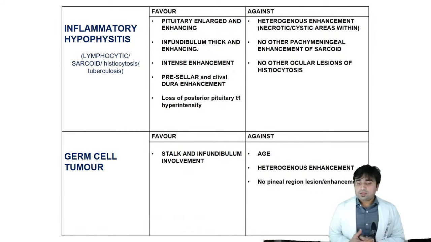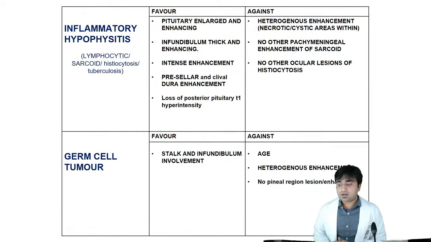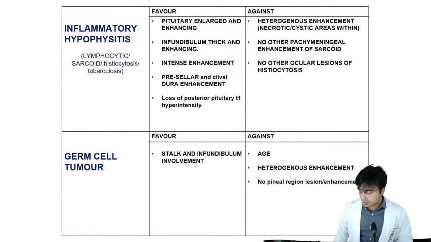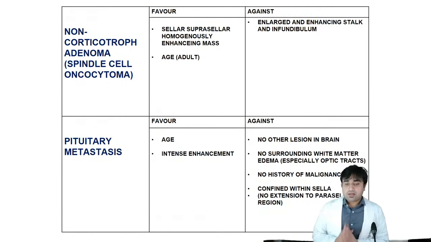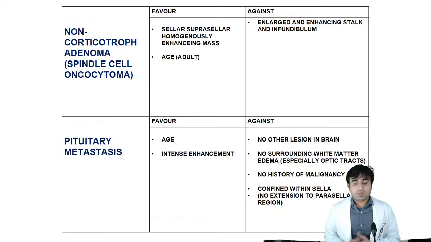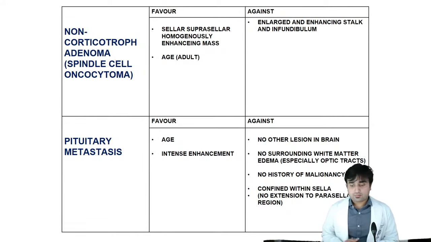Another possibility could have been that of a germ cell tumor, mainly because there is involvement of the stalk along with the infundibulum. But again, the age, the heterogeneous enhancement, and absence of pineal region involvement stood against it. To complete the list of lesions, the less likely possibilities were that of a spindle cell oncocytoma because of the sellar-suprasellar homogeneously enhancing mass, but infundibular enhancement stood against it.